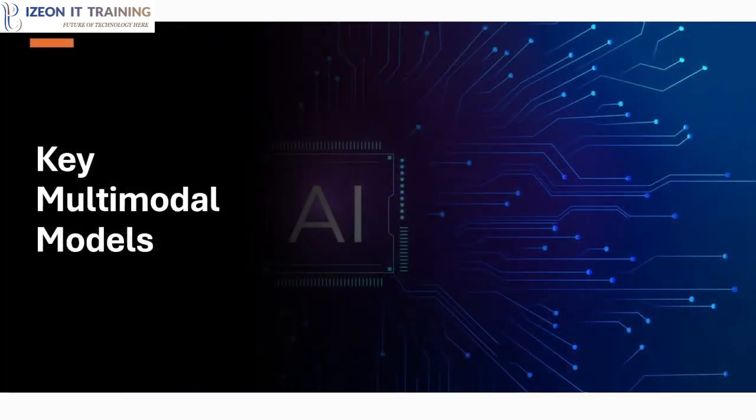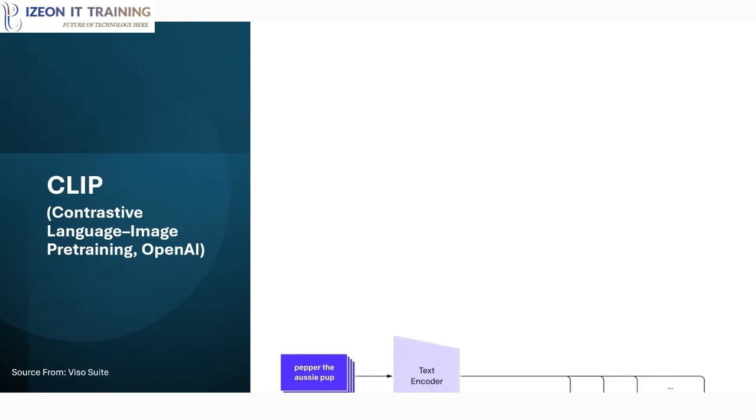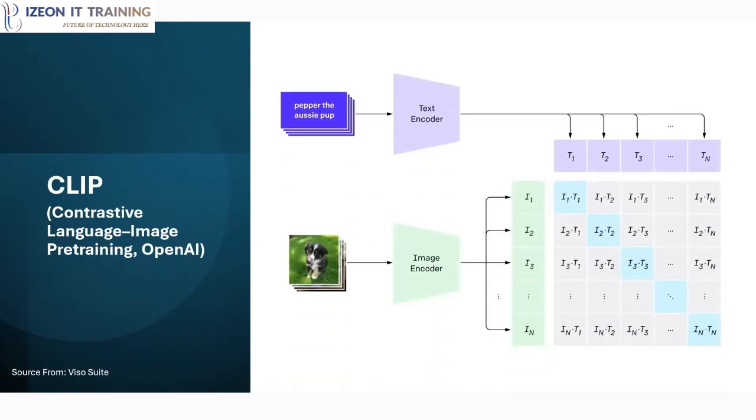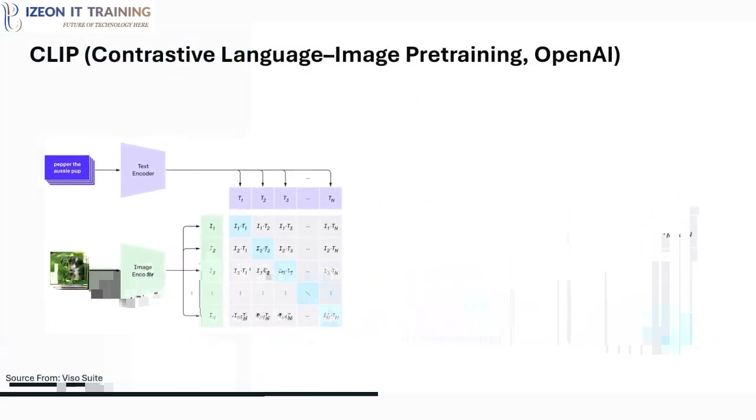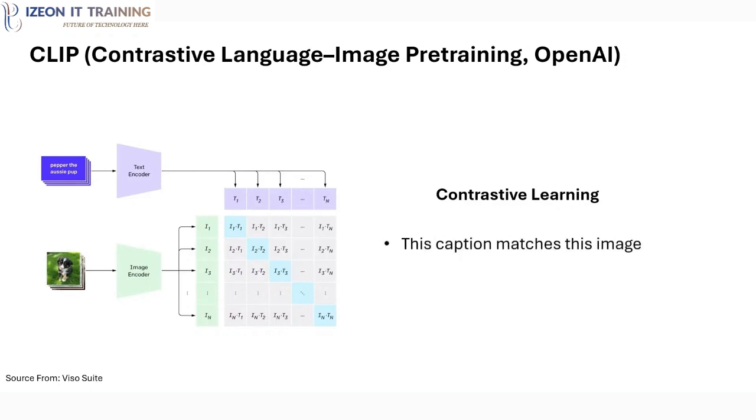So here are the key multimodal models. First on the list we have CLIP, which stands for Contrastive Language Image Pre-Training, from OpenAI. Let's see how it works. It has two encoders, a text encoder and an image encoder. Both encoders map inputs into the same embedding space. During training, it learns this caption matches this image and this caption does not match that image. So it uses contrastive learning. It pushes correct pairs closer and incorrect pairs further apart.